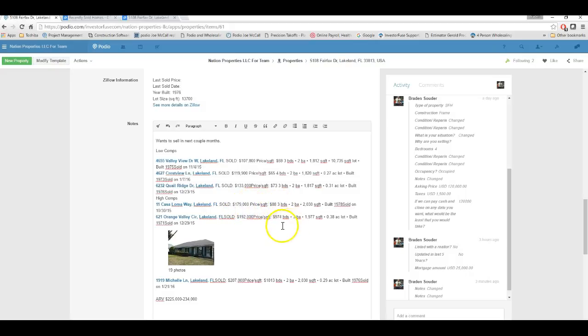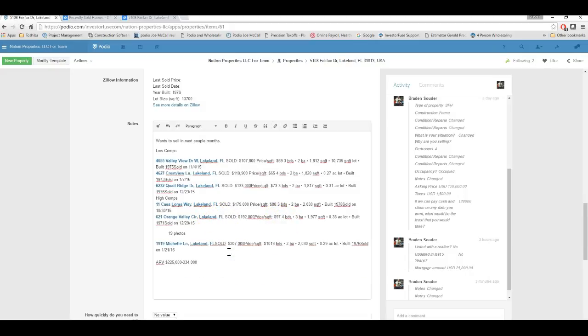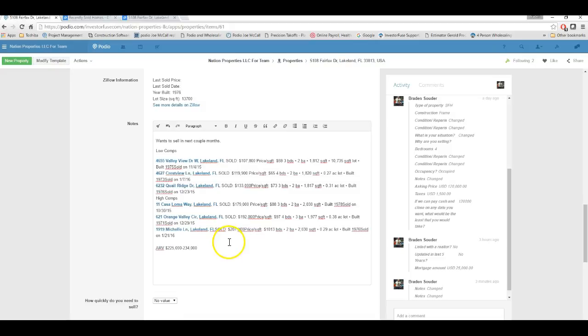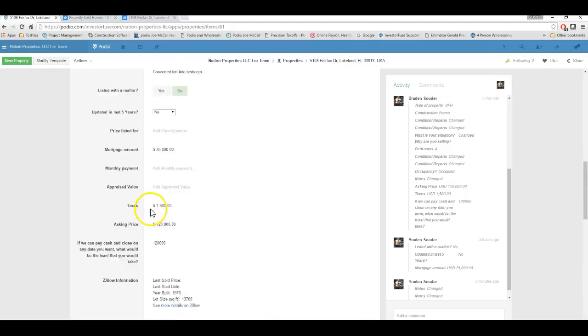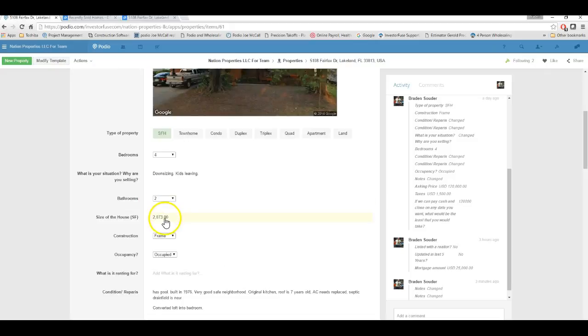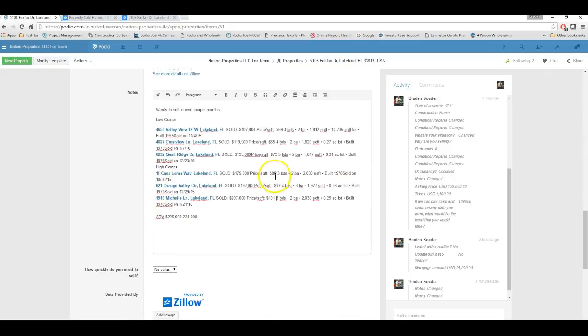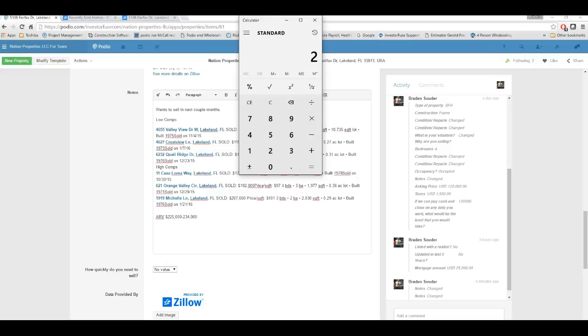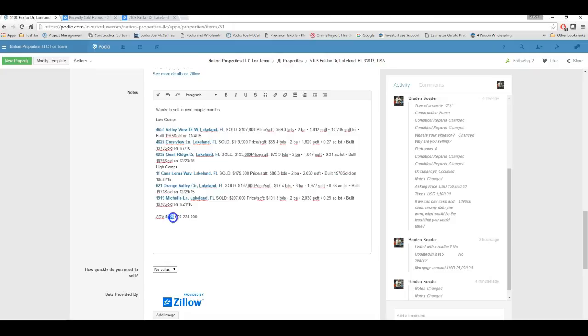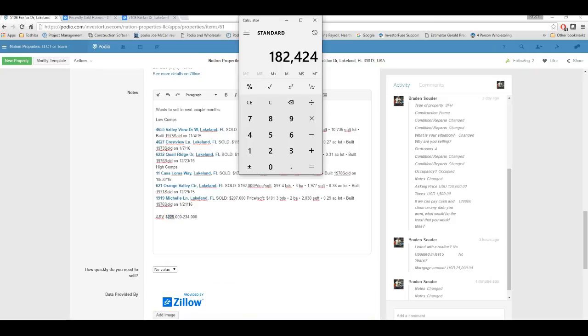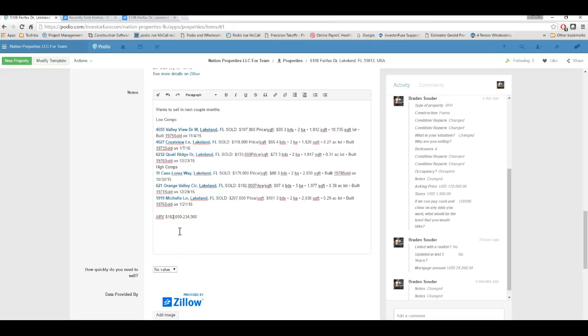All right, $88 a square foot, $97 a square foot, $101 a square foot. Okay, let's see. What would it sell for if we plug in these numbers now? 2073 square feet times 88. That puts our ARV at, what was that number? 182, so we'll say 182.5.